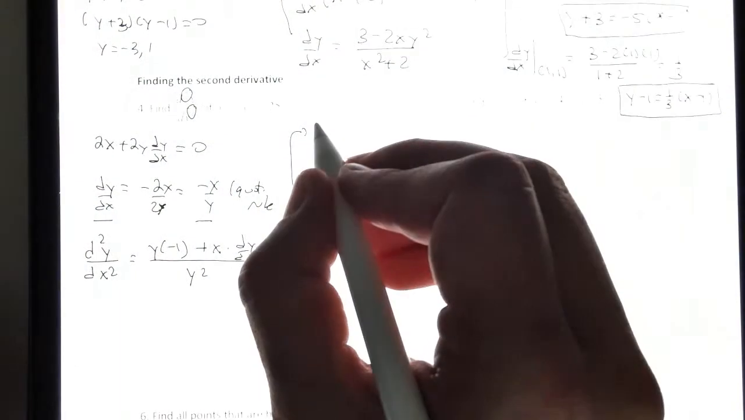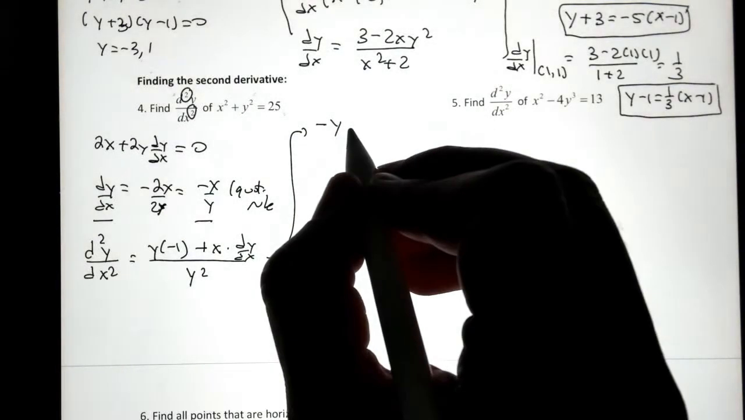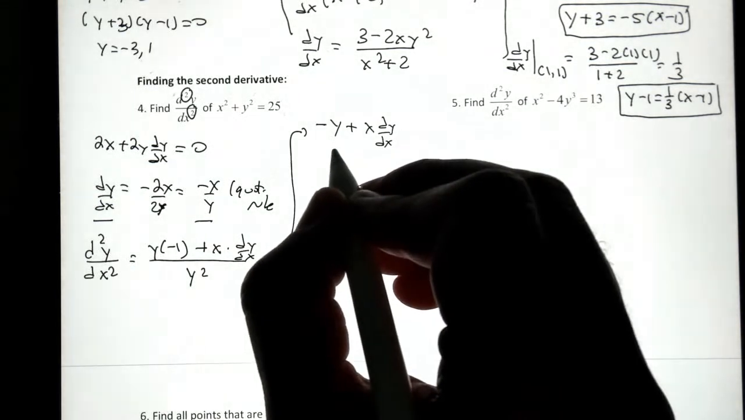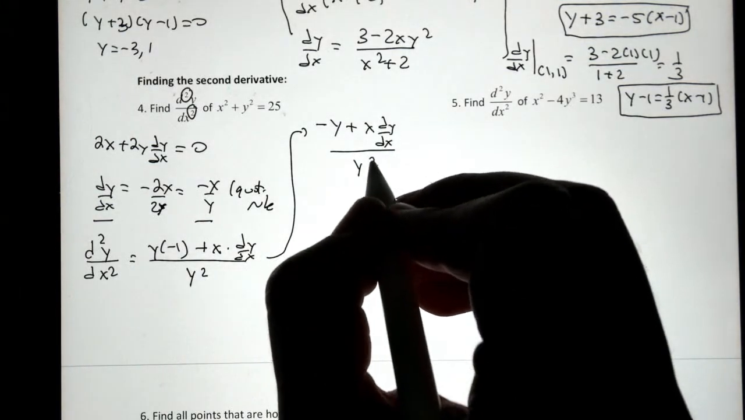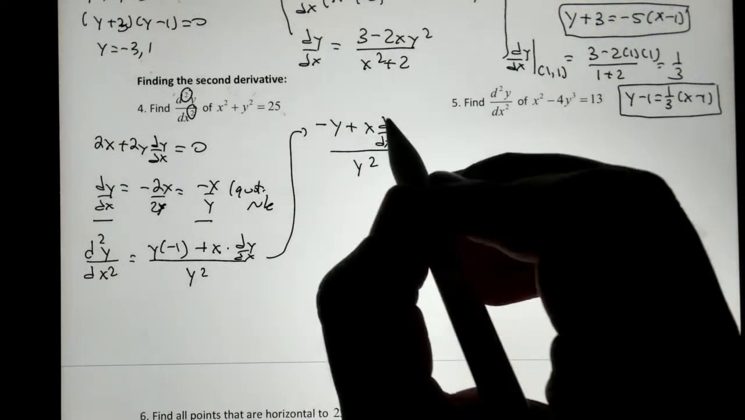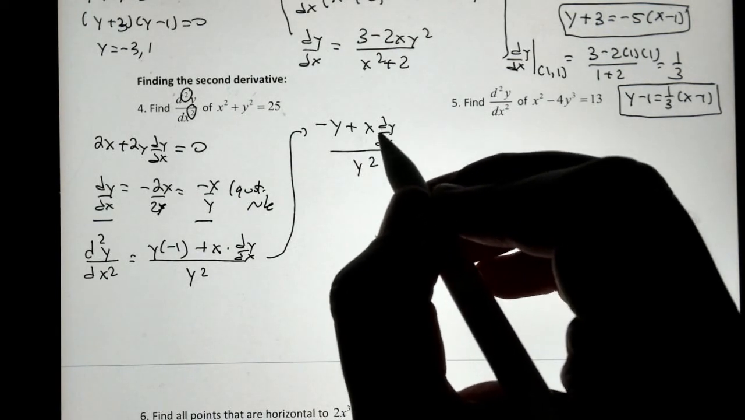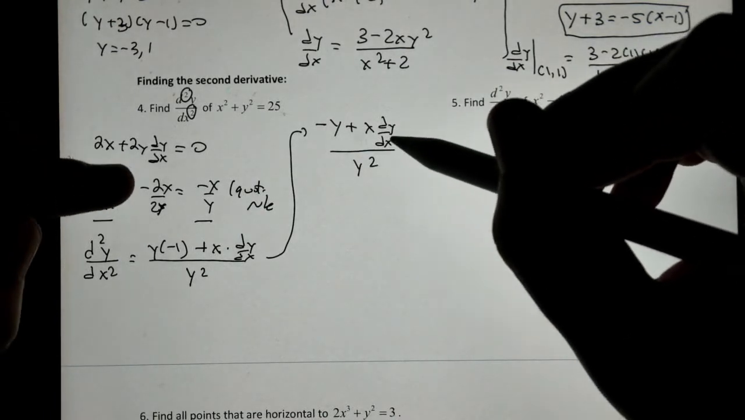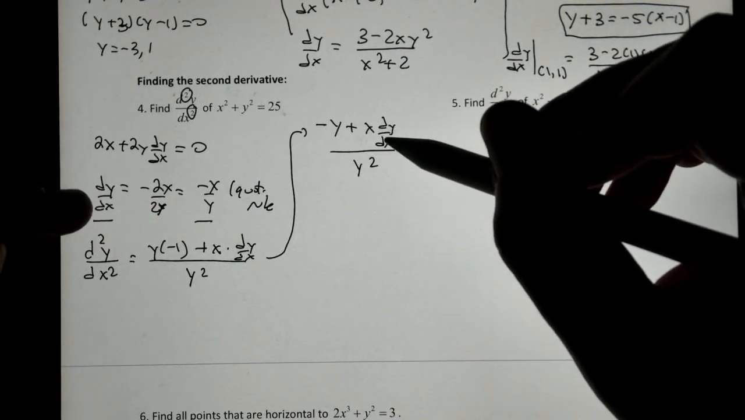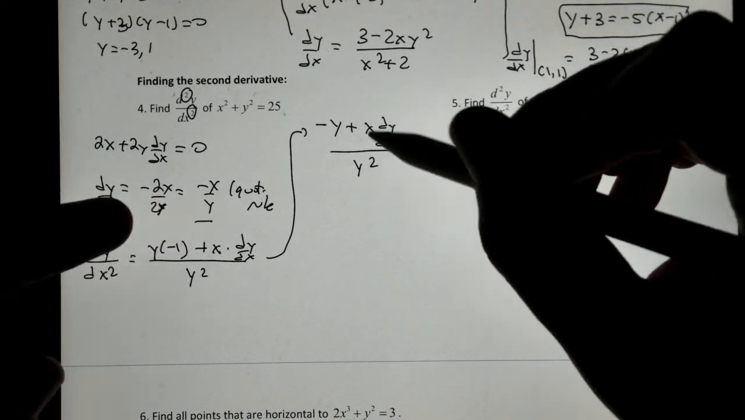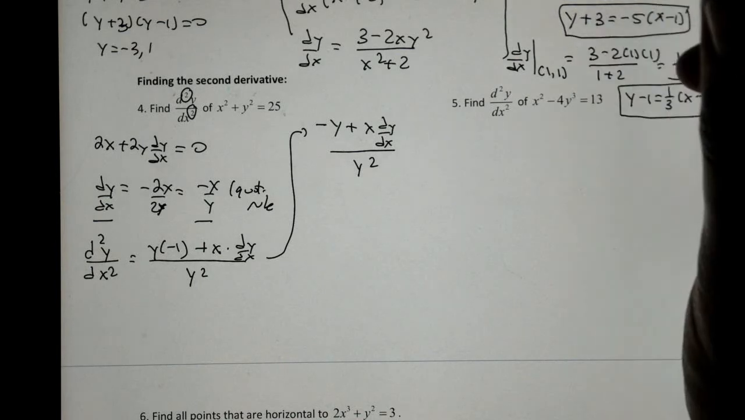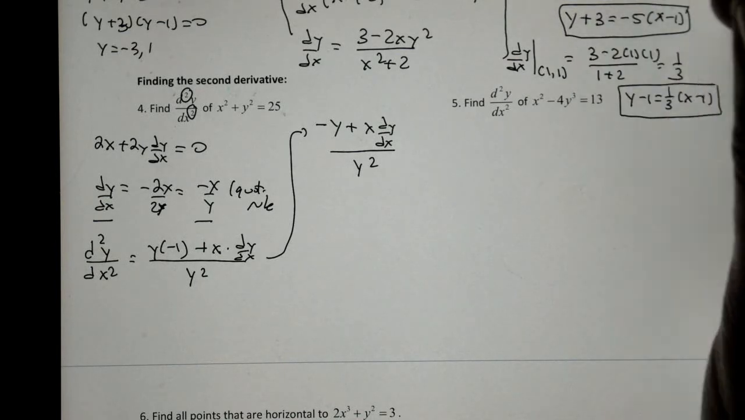I am just going to rewrite this. This just becomes negative y plus x dy/dx over y squared. Now I'm about to show you something really cool. This is actually a complex fraction. But if you notice this dy/dx, this should look familiar. It's just our derivative. I can replace this dy/dx with just my derivative. But there's another way we could do it that makes it a little bit easier for us sometimes. And that's this.